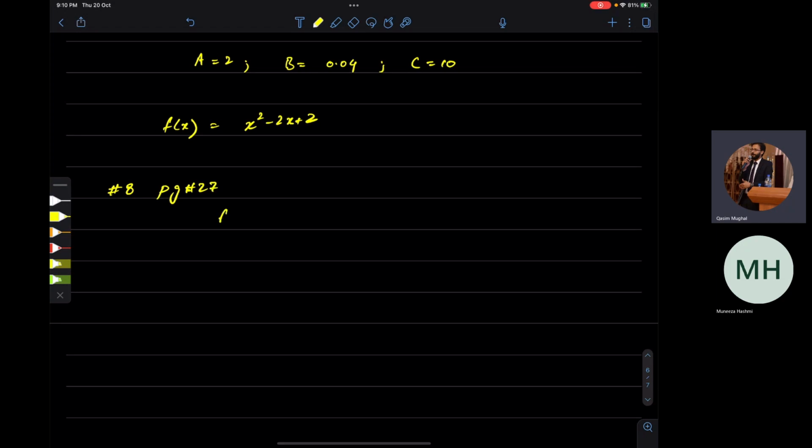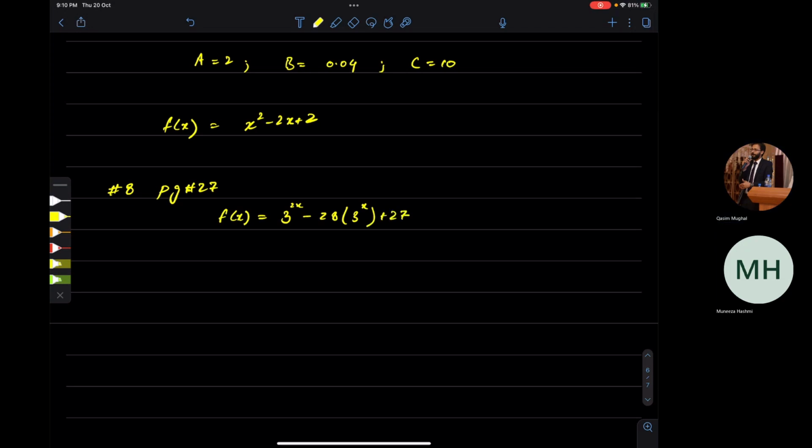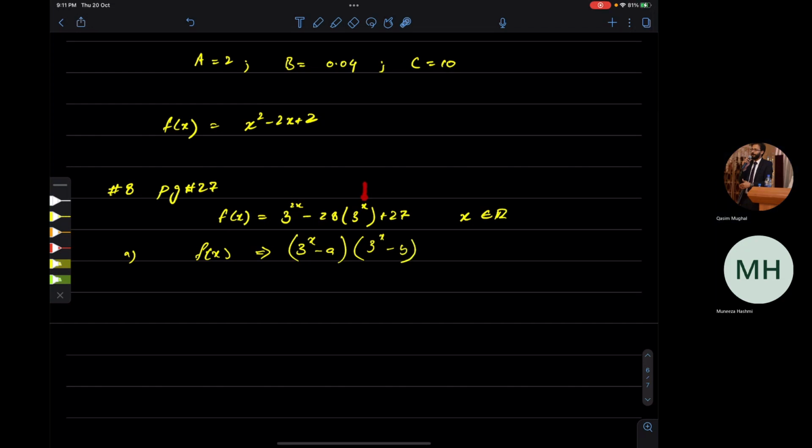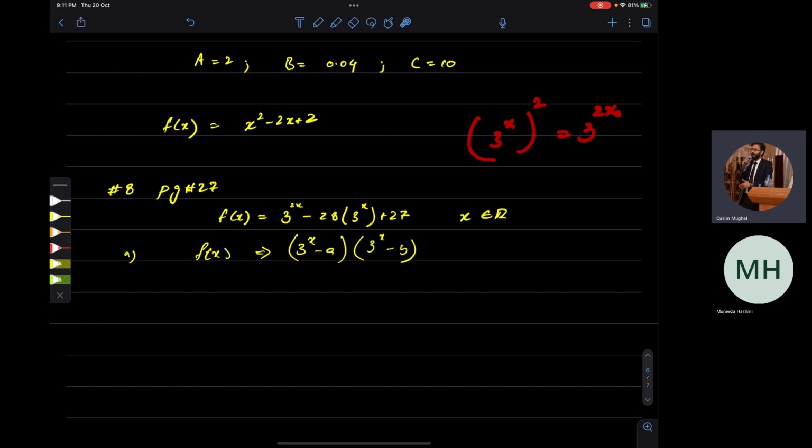All right, the function f is defined as f of x equals 3 to the power 2x minus 28 times 3 to the power x plus 27, where x belongs to real numbers, so you don't have to worry about that. Now, in the first part, the examiner is saying write f of x in the form 3 to the power x minus a times 3 to the power x minus b. And if you look carefully, whatever this is, 3 power x, this is double of that, isn't it? Yes. If I take the square of this, I will have 3 to the power 2x.